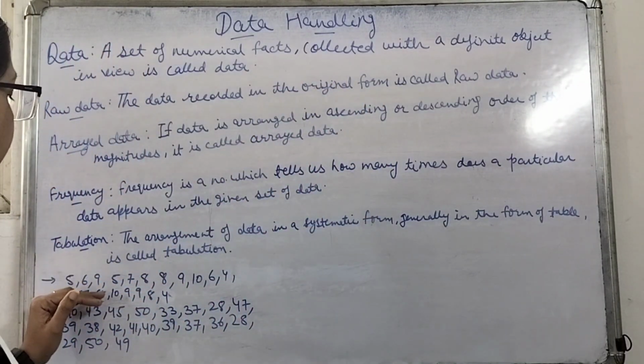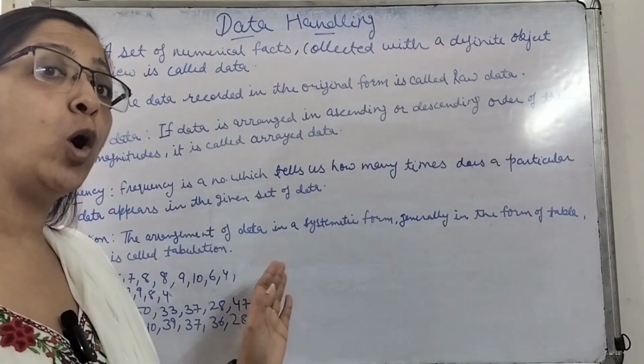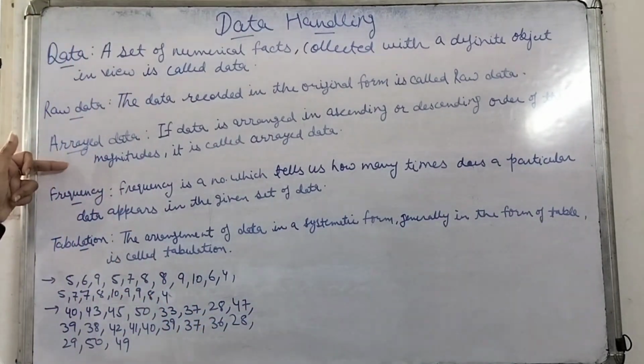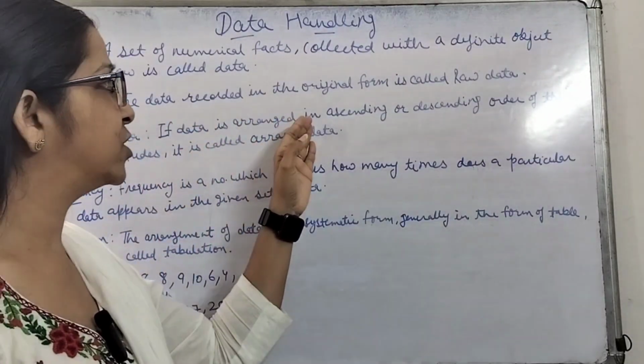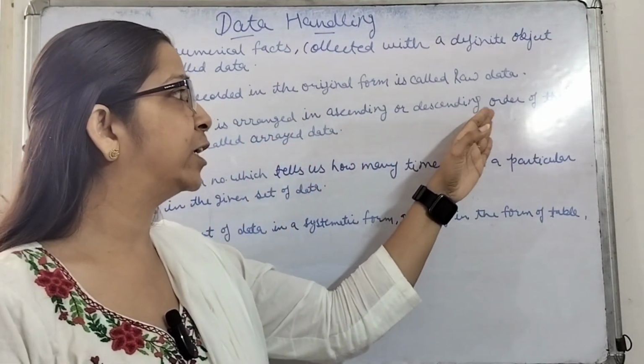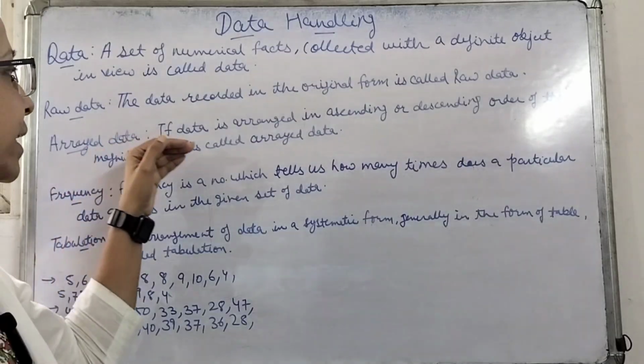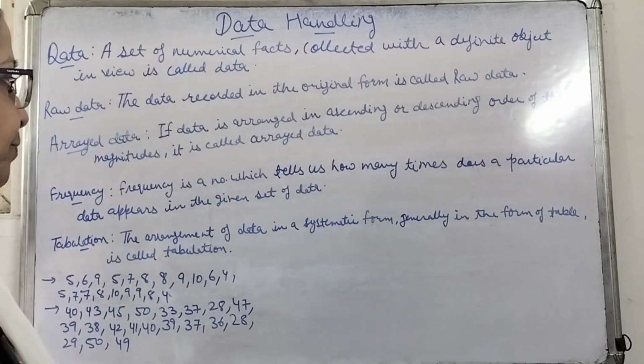But if I arrange it in the ascending order or descending order, then it becomes arrayed data. So what is arrayed data? If data is arranged in ascending order or descending order of their magnitude, then it becomes arrayed data.